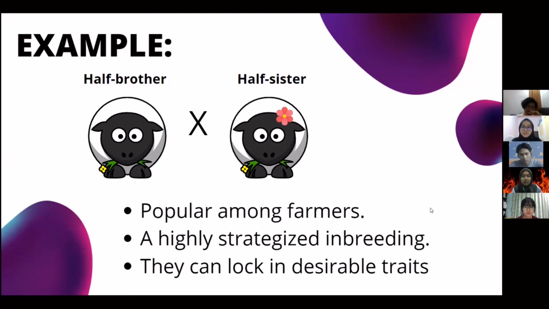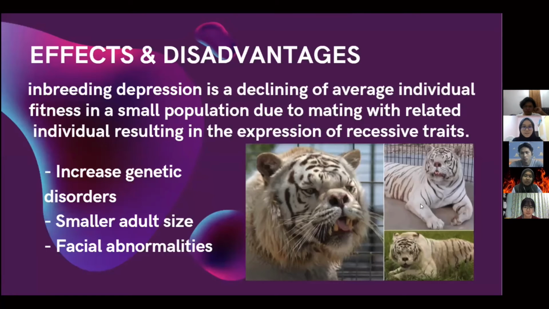So this line breeding is popular among farmers because it is a highly strategized inbreeding, because they can lock in desirable traits and push out the defective traits in the livestock. So let's continue with effects and disadvantages.